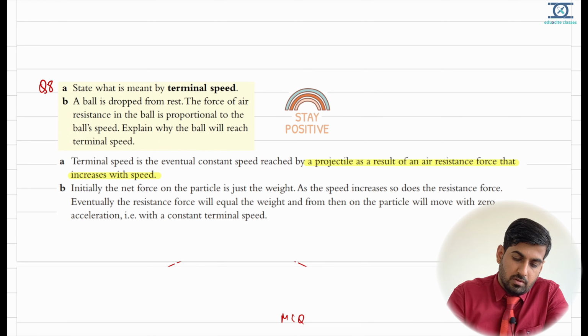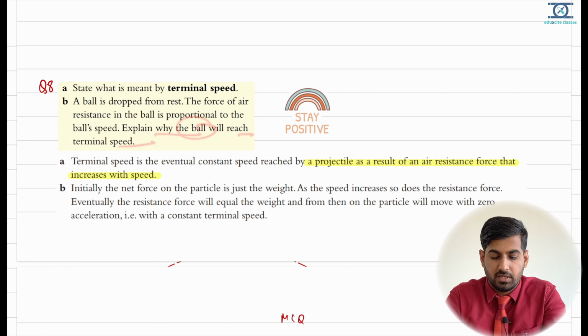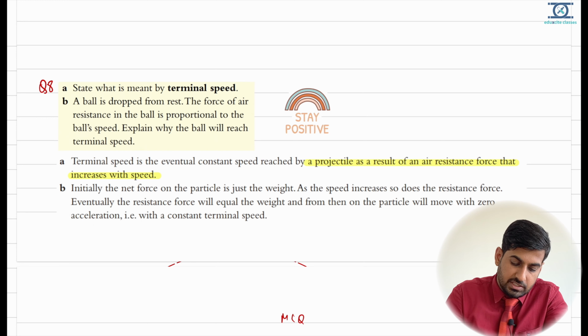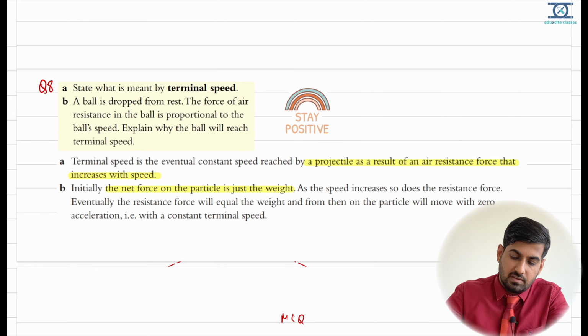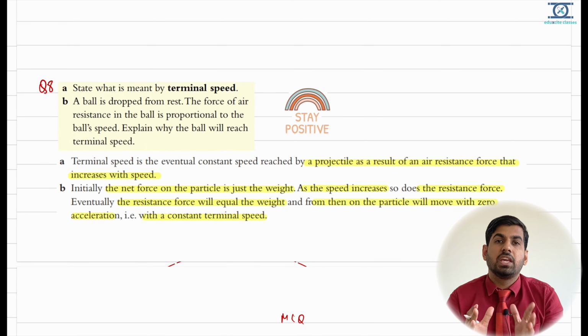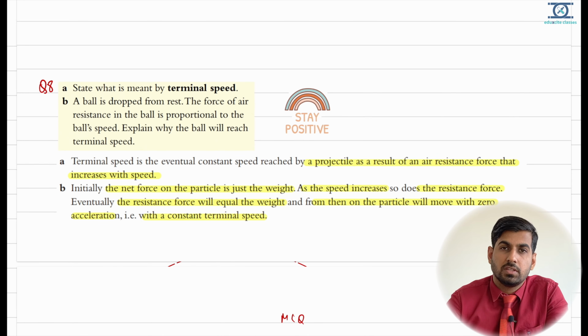Now with respect to a particular situation: a ball is dropped from rest. The force of air resistance on the ball is proportional to the ball's speed. Explain why the ball reaches a terminal speed. The key words you have to make sure of are: initially the net force is just the weight, because it just started the motion, so due to weight it is accelerating in the downward direction. As the speed increases, the resistance force due to air resistance increases, and eventually the resistance force will equal the weight, and from then the projectile will move with zero acceleration, that is, with a constant terminal speed. So these are the key words. You can reframe the sentence in your own way, but these keywords must be used.